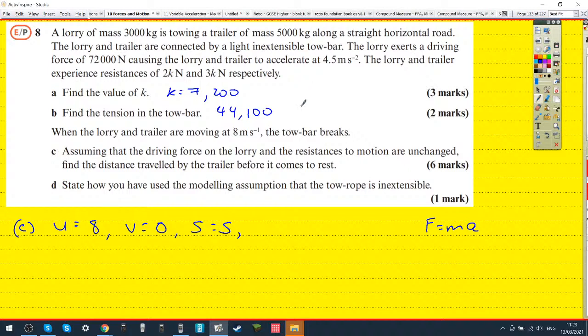I just want to make sure. When the lorry and trailer are moving, the tow bar breaks. The driving force on the lorry. So we're referring to the lorry part. So the lorry is at the front, so that's 72,000, yeah. 72,000, and then is it minus 2K? Would you need to minus the resistances? Yeah, minus 2k, and k was 7,200. So that'd be 14,400. And also 3K. I believe 3k was on the trailer. Oh, okay. Yeah, if we drew a diagram, it'd be obvious.